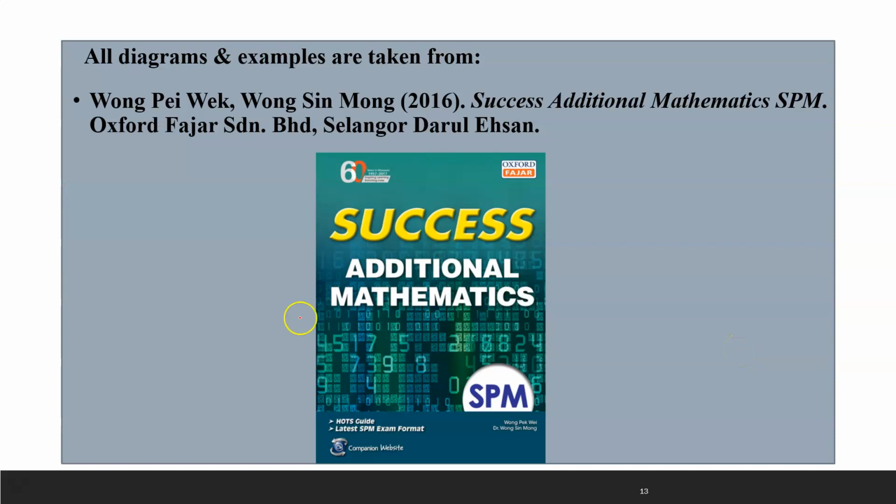Okay, just for your info, all the diagrams and examples that I have explained before are taken from this book. So credit to this book. Anything you may refer to this Access Additional Mathematics. That's all. Thank you.